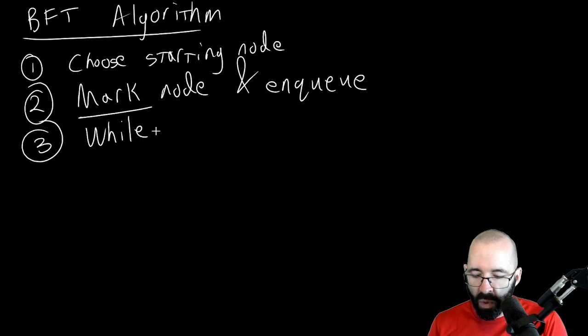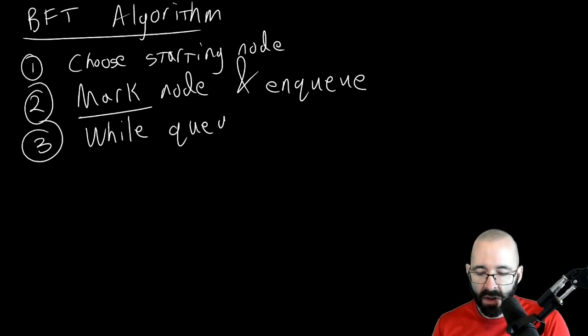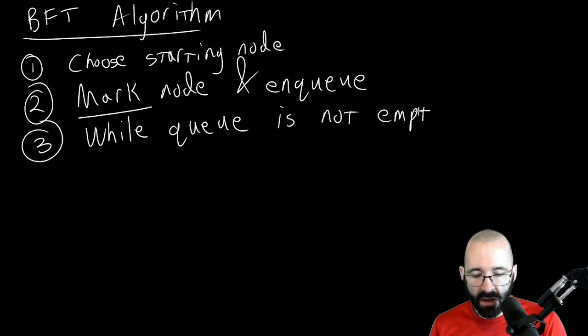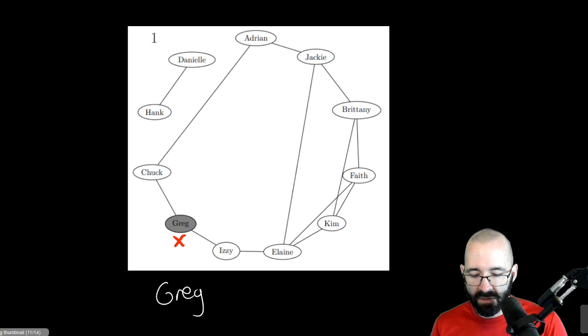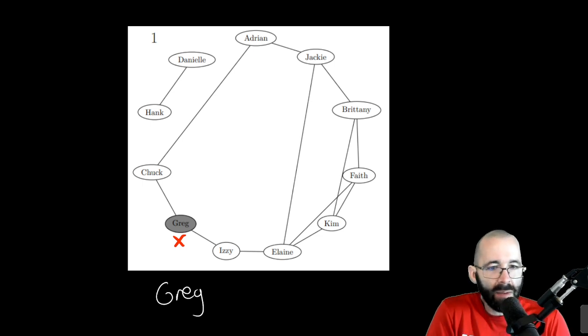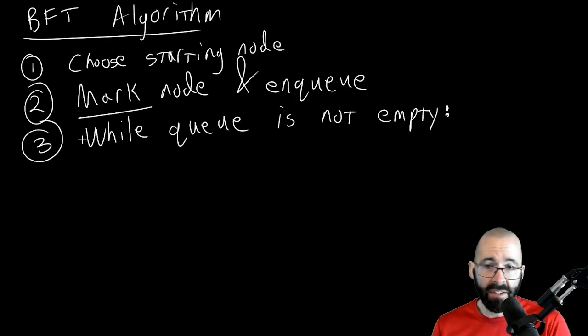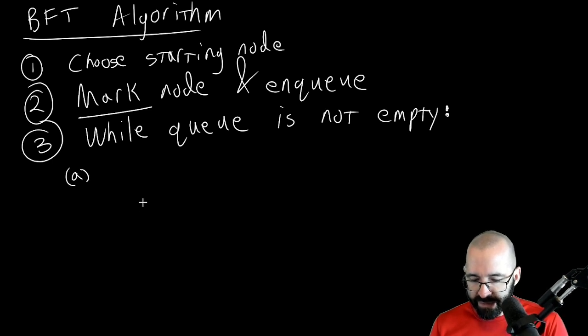So we have an actual while loop right here. While the queue is not empty, you're going to do the following. So of course, we can run the while loop because the queue is not empty. Greg is in the queue. There's not very much in the queue, but it's not empty. So we're going to dequeue.